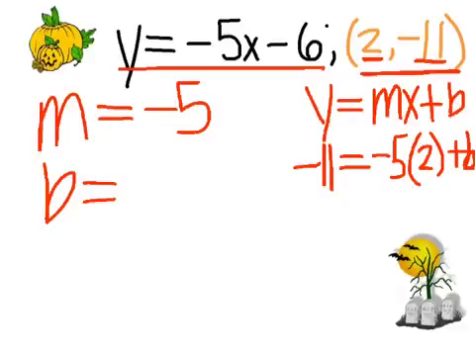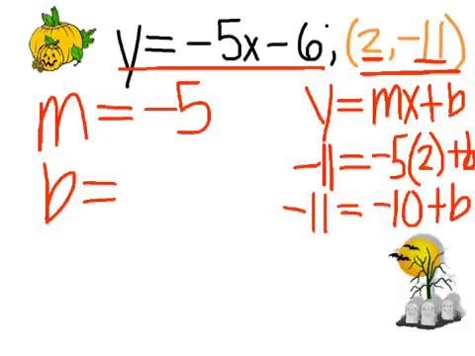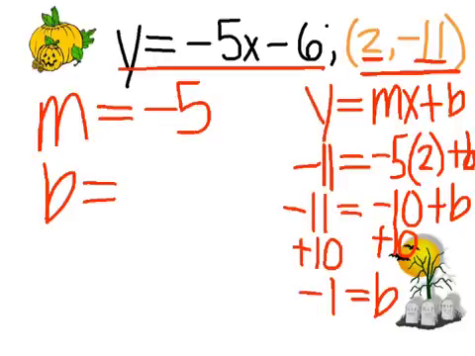Alright, now we need to solve this equation for b. What do we need to do? Times negative 5 and 2. What's that give us? Negative 10. What are we going to do next? Add 10 to each side. On the left, negative 11 plus 10 gives us negative 1. On the right, we have our y-intercept b. So our y-intercept is equal to negative 1.